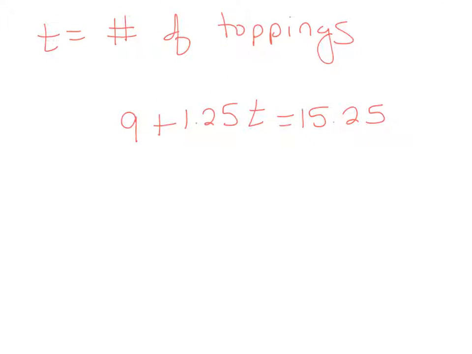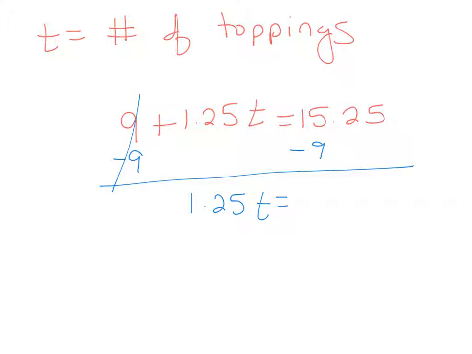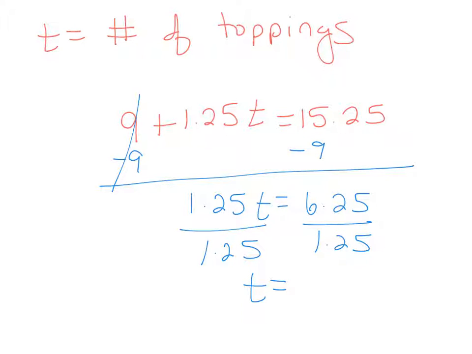So when solving this, first thing I'm going to do is subtract the 9 off. So that cancels. So I have $1.25 T equals $6.25. Okay, and then my next step is going to be to divide by $1.25 on each side. Now, some of you will be able to do this in your head. Some of you will need to do some division off to the side. But when you divide it out, you get T equals 5.